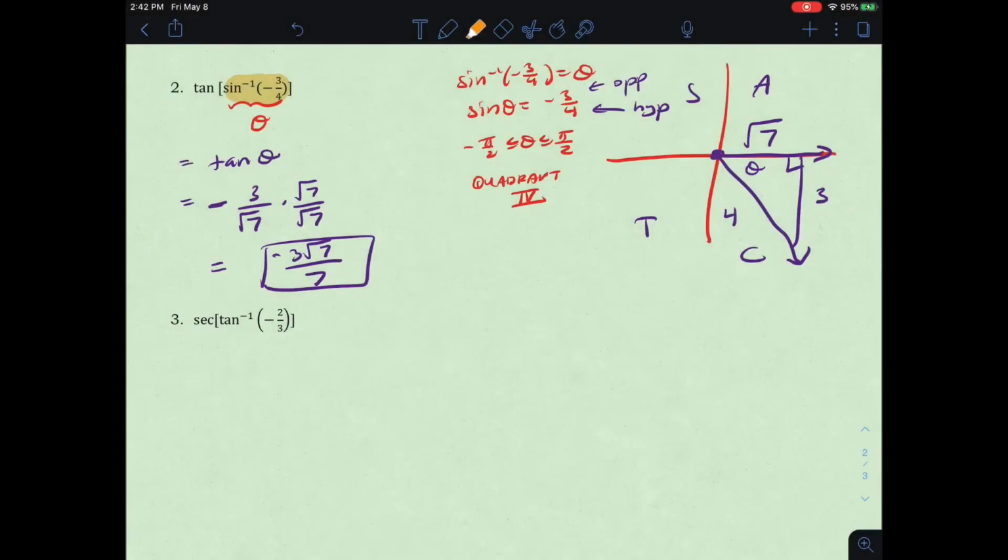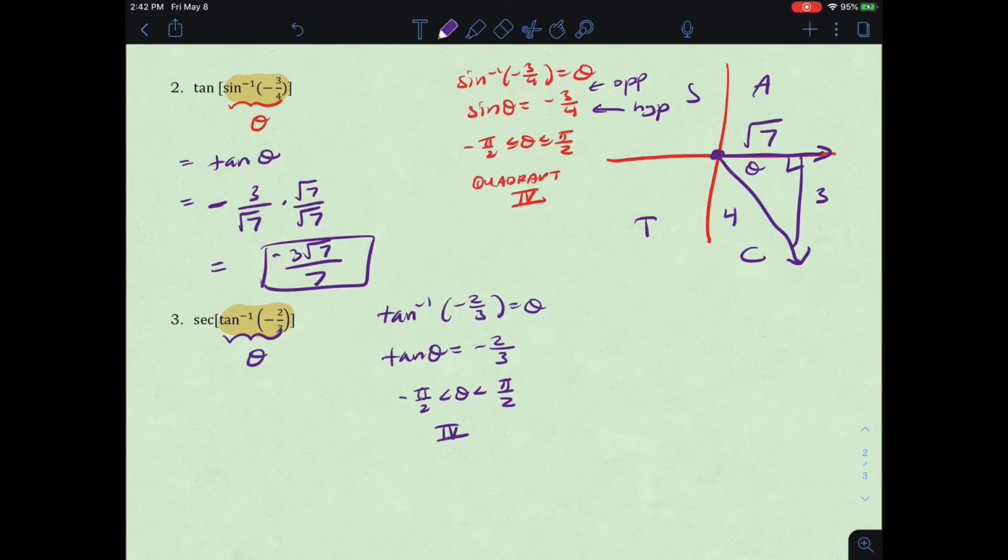So for number 3 here, just like we did before, I'm going to work inside out. I'm going to call this here theta. And so a couple things I know about theta is that tangent of theta is negative 2/3. And I know that theta needs to lie in this interval here. What this tells me then is that I must be in quadrant 4 because tangent takes on negative values there. So just like before, I want to draw a triangle in quadrant 4.